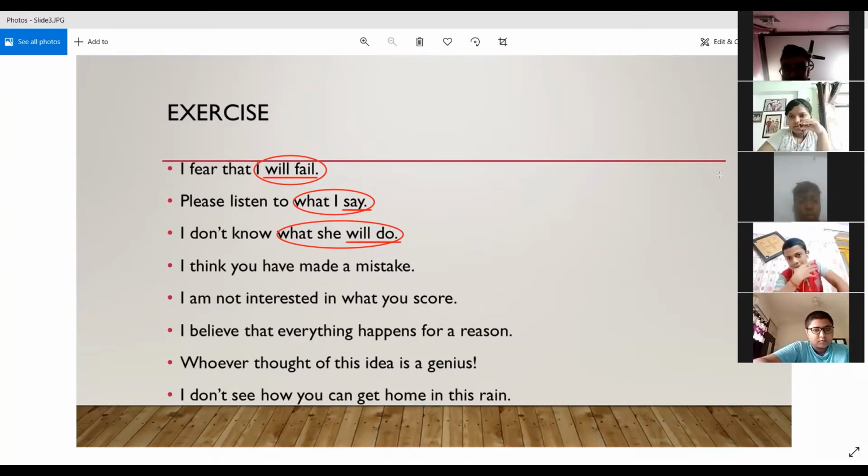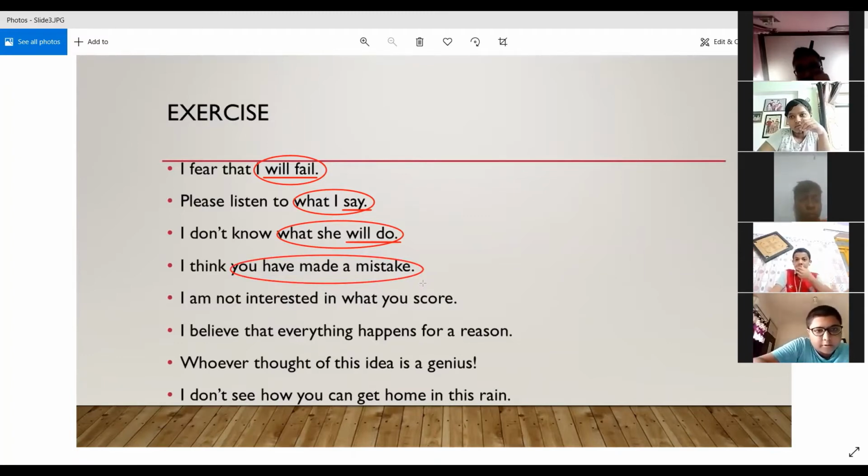Sir, in this sentence, "you have made a mistake" will be a noun clause. Tell me why. Because if we ask the question "what do I think?", the answer will be "you have made a mistake." So the answer will naturally be a noun, and the thing is, you have made a mistake.